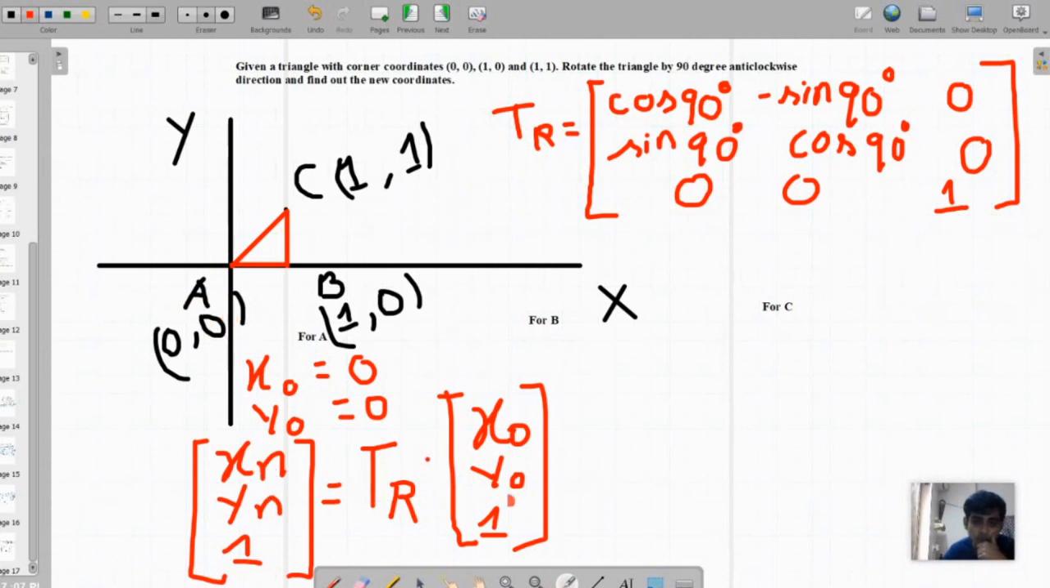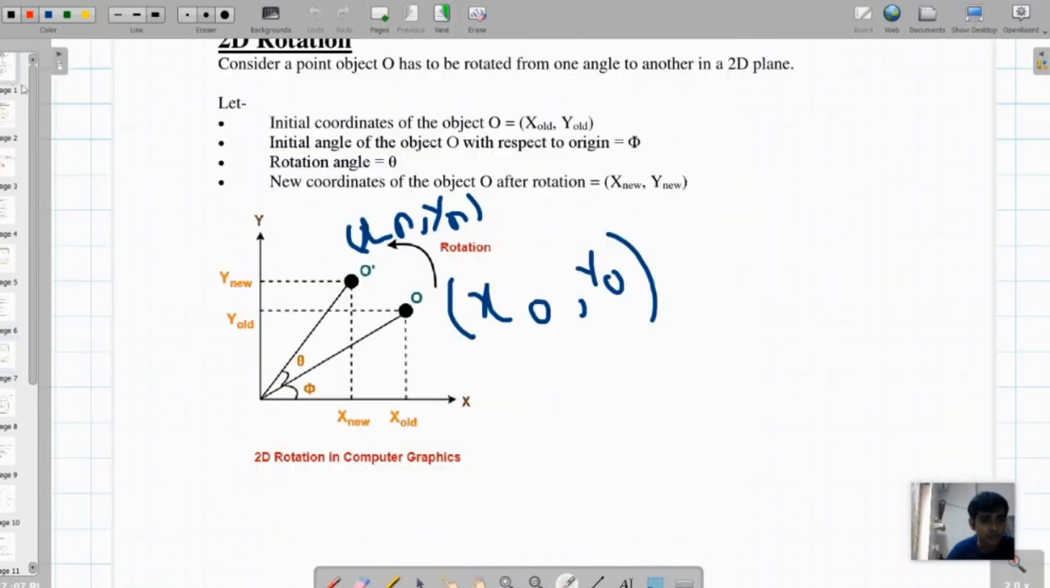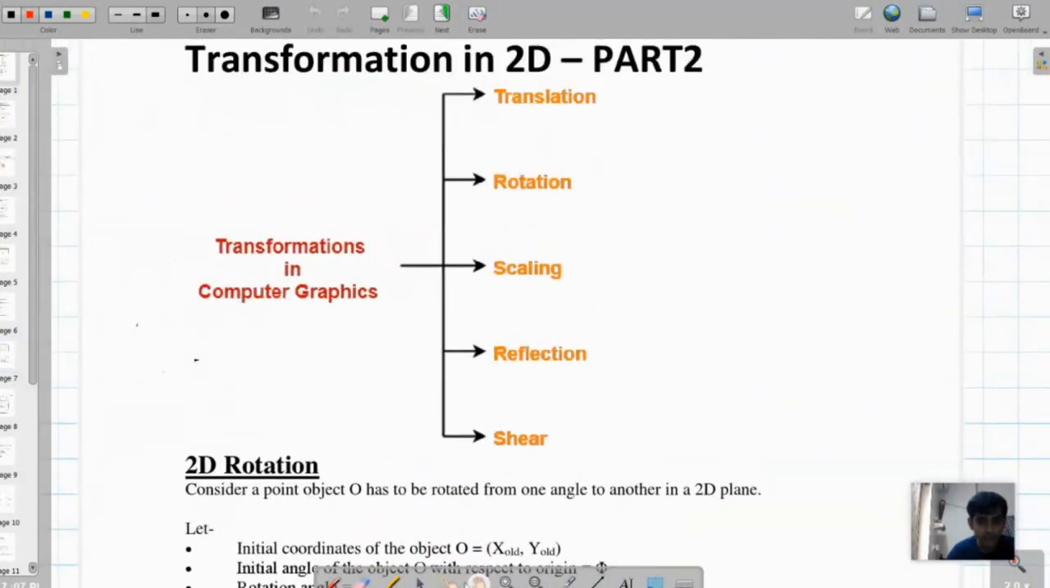Now you have to follow the same course of action for the remaining two points, point B and point C. What will change? X old and Y old will change here and here. Try to solve this yourselves and come up with the solutions. And this was, I believe, all about rotation in 2 dimensions.